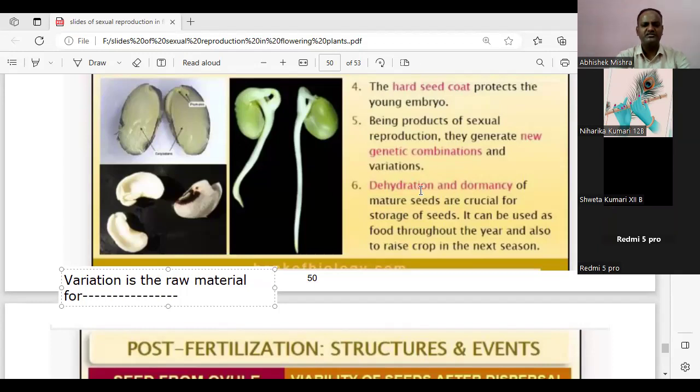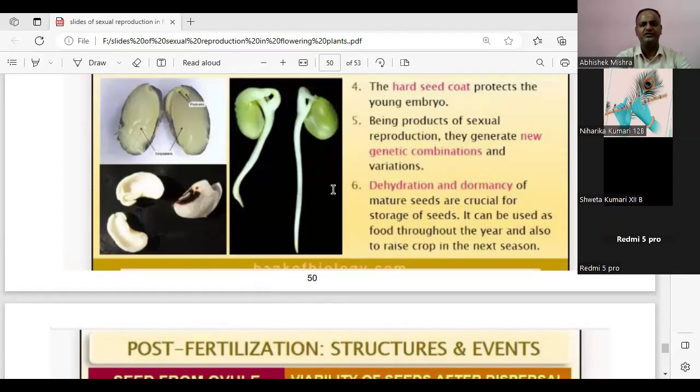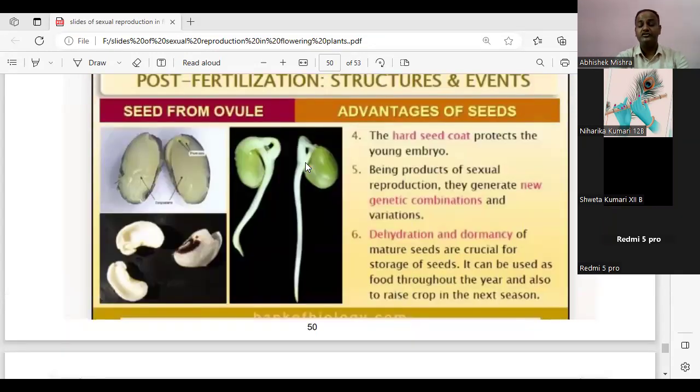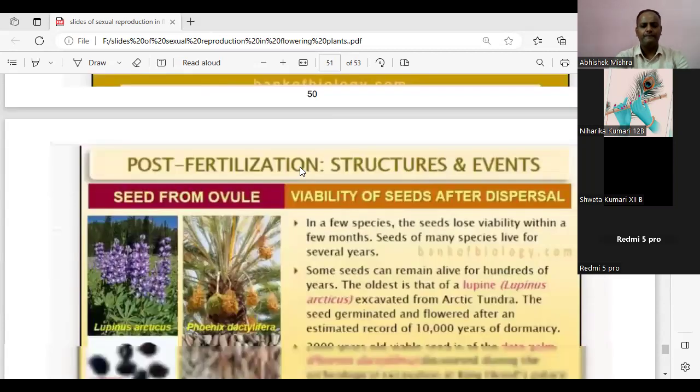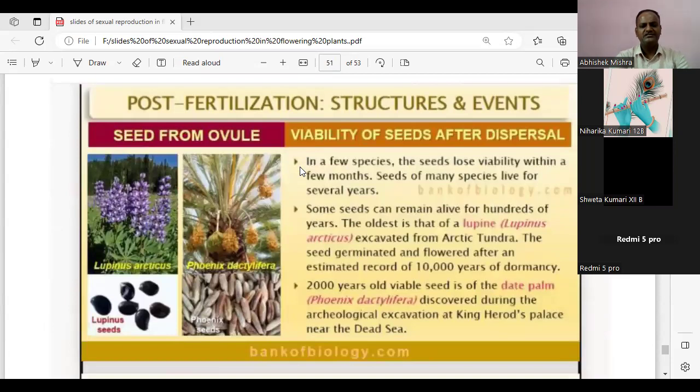Okay. So, yes, correct. Variation is a raw material for evolution. And that is why this is a very important part, because the seeds are creating new genetic combinations and also resulting in variation. Variation also increases the chances of survival of the organism. Now, some of the seeds can remain viable for hundreds of years. And this means they can be preserved for future use. The main purpose of this point is that the seed can be preserved for the future use.